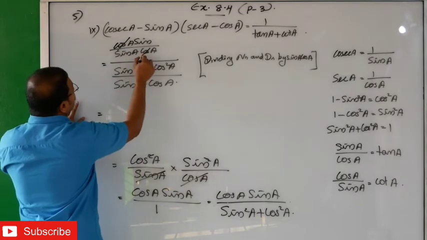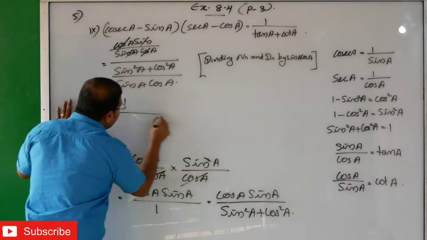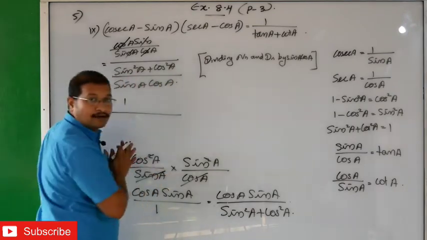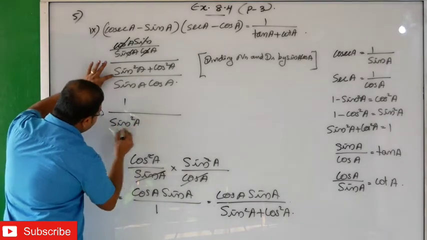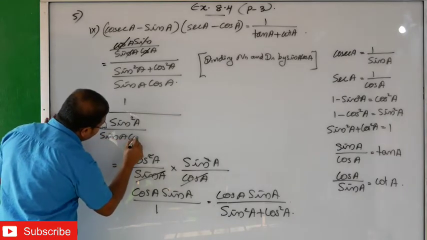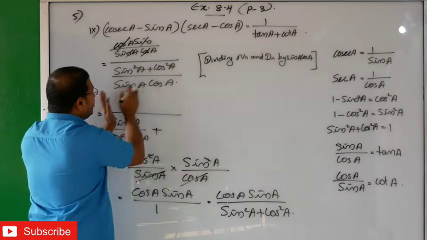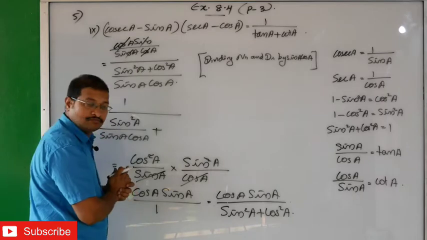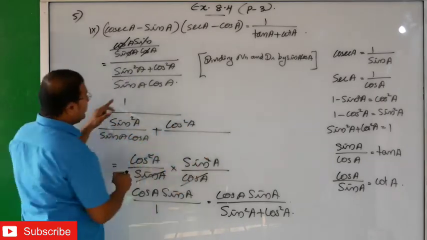See, cos will cancel, sine will cancel. We will get only 1 divided by... Now we will separate this denominator. Means what you do? Sine square A divided by sine A cos A, plus, now this cos square divided by this, because this denominator we are separating. That means what you write? Cos square A divided by sine A cos A.